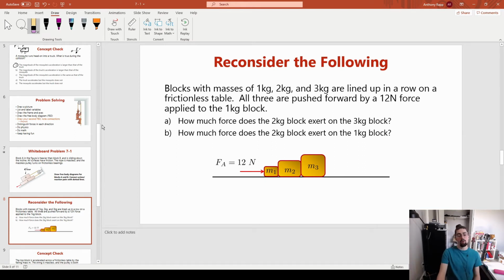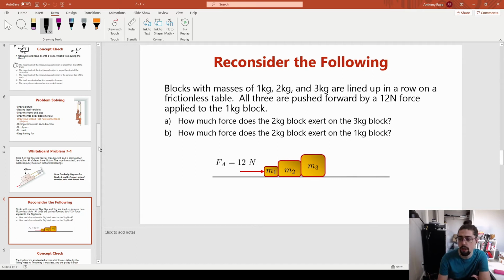But I do actually want to solve this out. I want to see if we can do this one, because this is a good one to take a look at here. How much force does the 2 kilogram block exert on the 3 kilogram block? Does anybody have a good answer? Does anybody know the approach? Or do we want to look at this for a minute or two? Let's look at it for a minute or two.